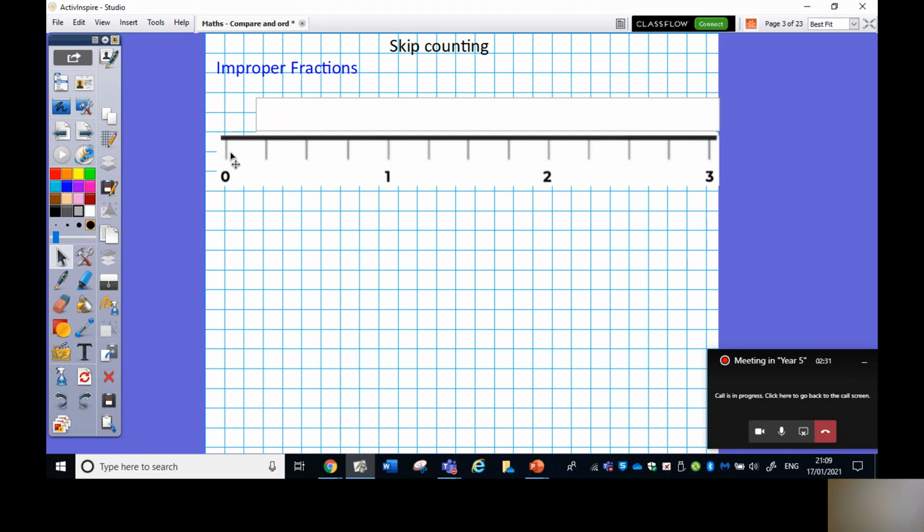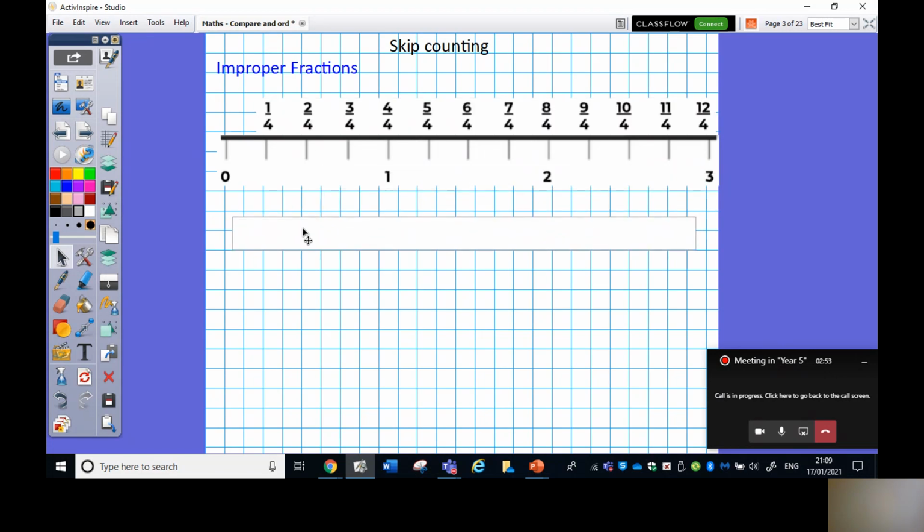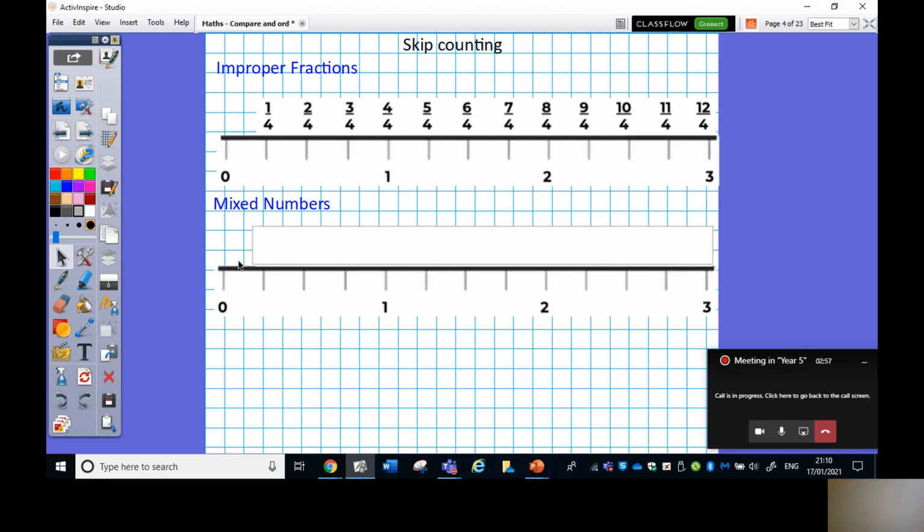We're going to skip count. So I'm going to say it and you're going to say the next one. Are you ready? Okay, go. 0, 2 quarters, 4 quarters, 6 quarters, 8 quarters, 10 quarters, 12 quarters. Well done. Great job. Okay, next, let's say mixed numbers.